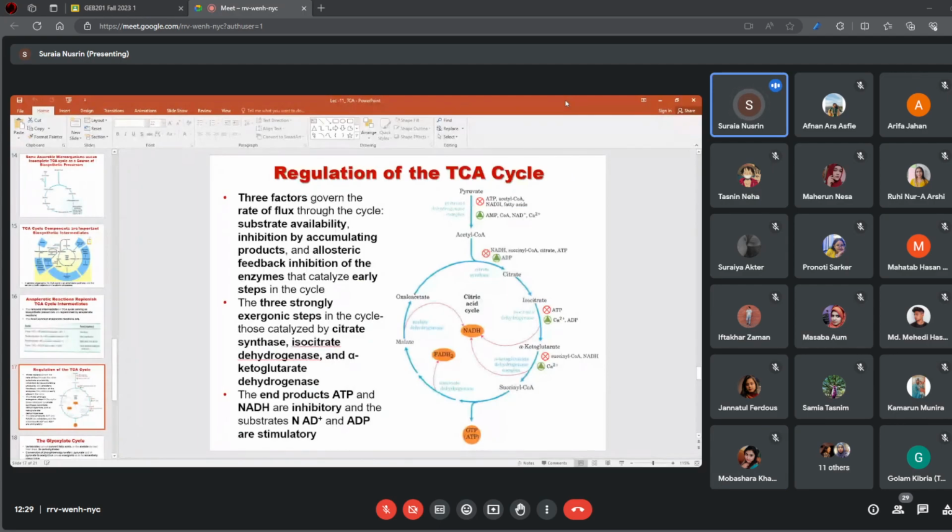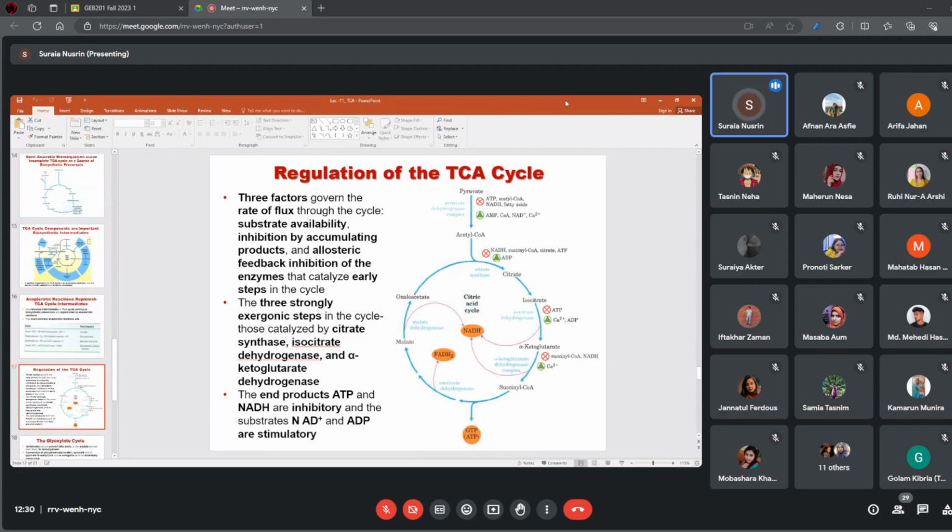Okay, so next one is the regulation of the TCA cycle. As we have seen in case of glycolysis, we have learned about several factors which can regulate a metabolic pathway. So in case of TCA cycle, there are three factors responsible in the regulation of this cycle, and those are: number one, substrate availability. So you can correlate with the factors you learned from glycolysis. Substrate availability means if there is no substrate, then the cycle will not go on.